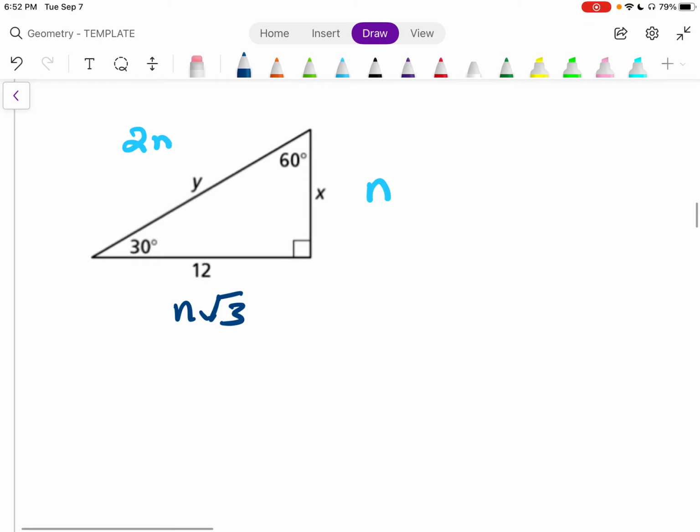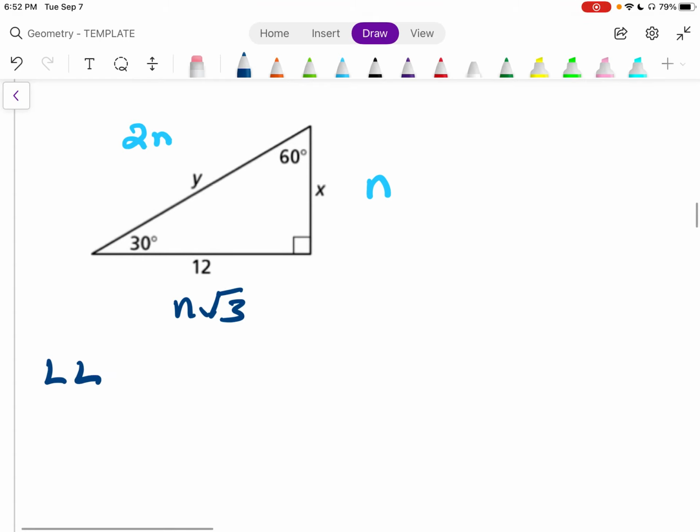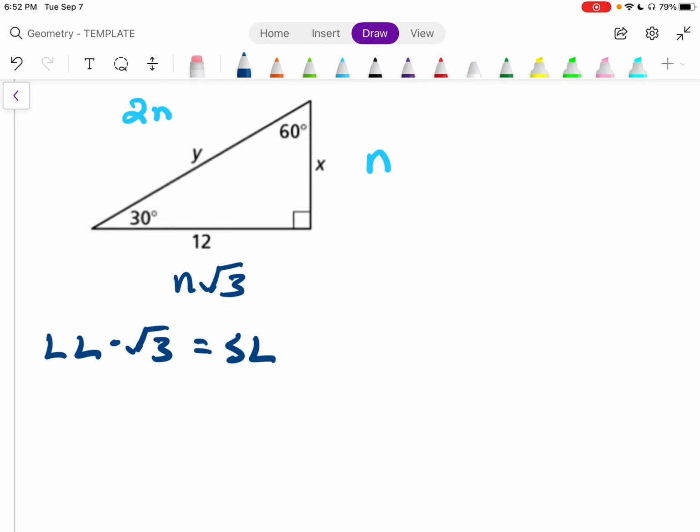So here we're going to have to use the idea that the short leg times root 3 equals the long leg. That's how I'll abbreviate that. Excuse me, I wrote that incorrectly. I'm sorry. Here we have the short leg, and here we have the long leg. I wrote them on the wrong sides. So the short leg times root 3 is the long leg. Yeah, that makes more sense. So the long leg here, I'm going to plug in 12. So we have short leg times root 3 is 12.